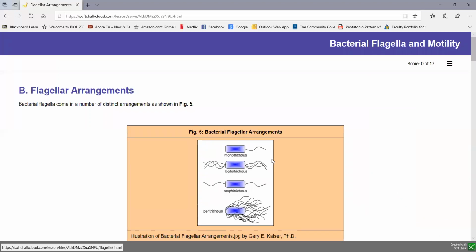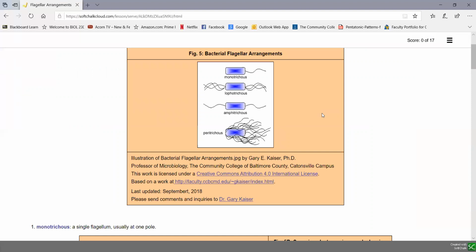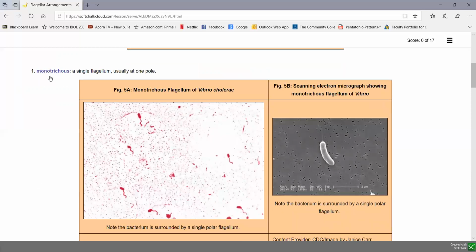Now, flagella come in a number of arrangements, and these arrangements are distinct for specific organisms. The arrangements of the flagella that extend from the bacteria include monotrichous, lophotrichous, amphitrichous, and peritrichous. So let's take a look at some of these flagellar arrangements. Mono means one, so monotrichous is a single flagellum, usually at one pole. In this photomicrograph of Vibrio cholerae, we see the Vibrio here with a single flagellum coming off of one pole.